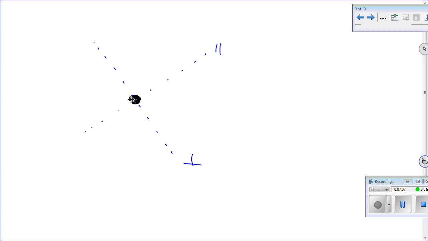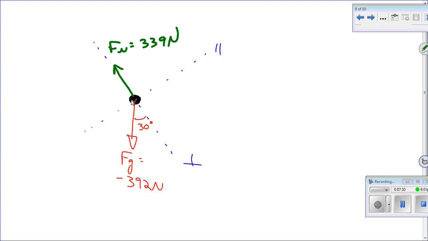Force of gravity is negative, what was it, 392? And I know that this angle here is 30 degrees because it's the same as the angle of the ramp. And then what other force is there, you guys? Normal force. Normal force, which was 339. And that's it. That's your free body diagram. So what I did is I replaced the two components with just the force of gravity.